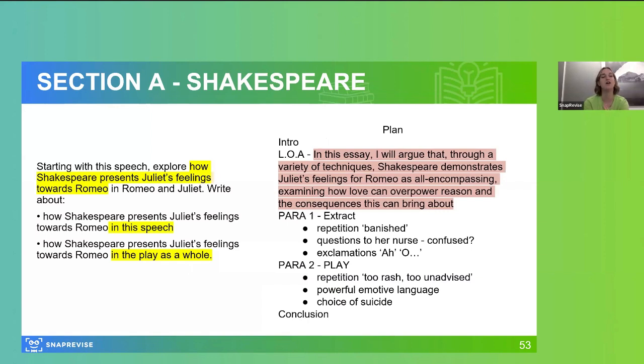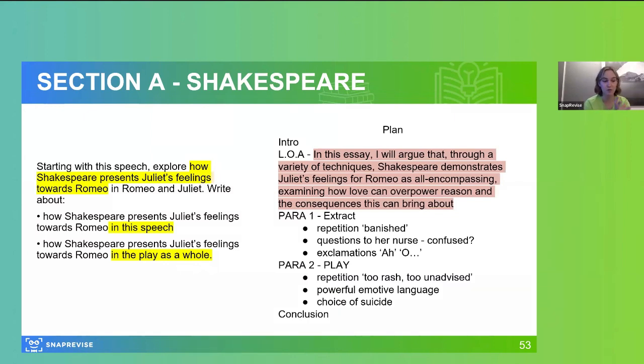You're obviously asked to talk about Juliet's feelings towards Romeo in the speech, and then in the play as a whole. So I've decided that I'm going to argue in this essay that through a variety of techniques, Shakespeare demonstrates Juliet's feelings for Romeo as all-encompassing, examining how love can overpower reason and the consequences this can bring about.